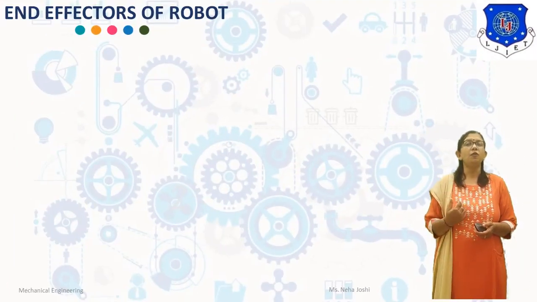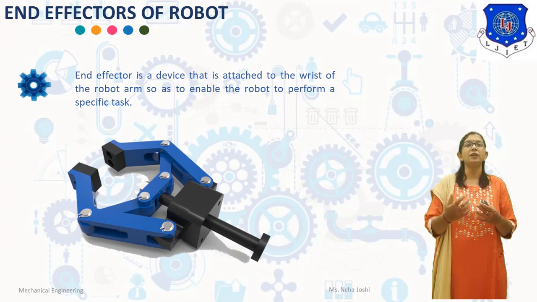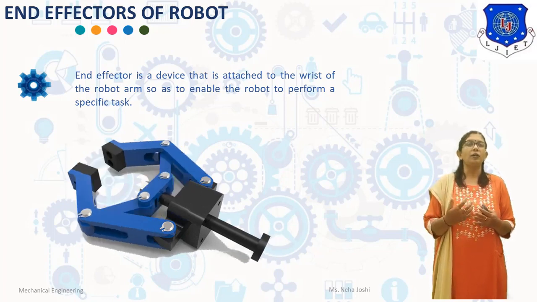Now, first of all, what is end effector? End effector is a device that is attached to the wrist of the robot arm so as to enable the robot to perform a specific task. In the robotic world, it is generally understood that the end of the wrist is the end of the robot. The robot has the capability of moving to various positions within the limit of its work envelope.